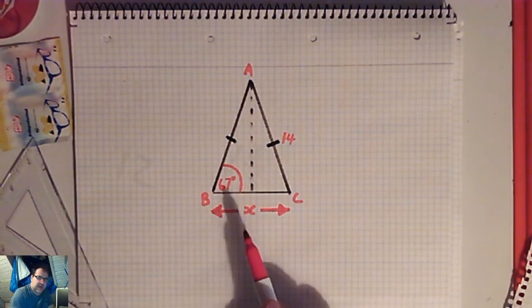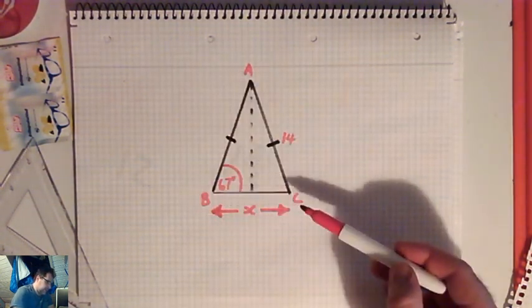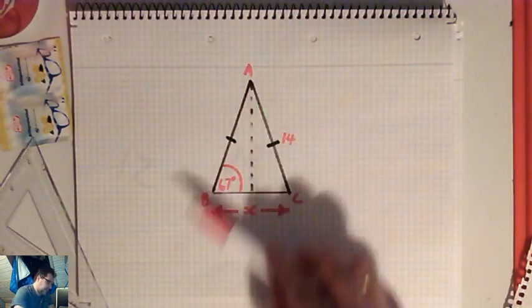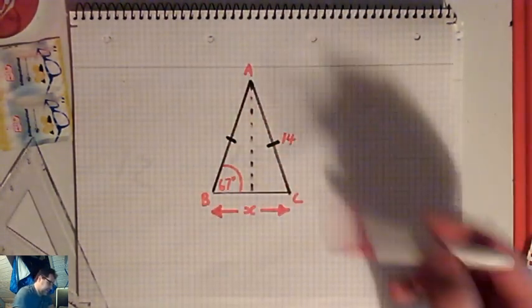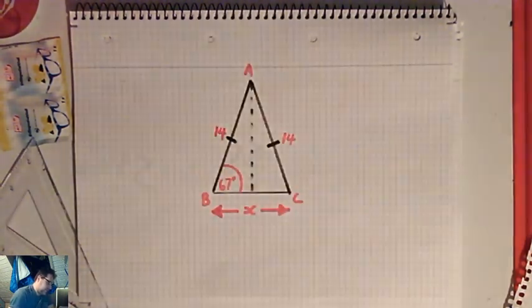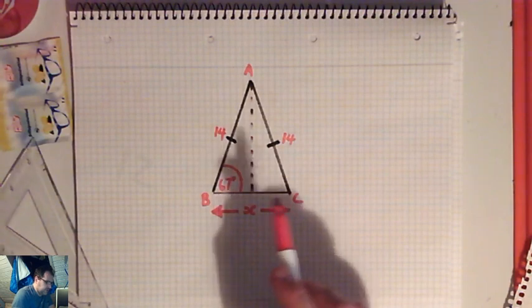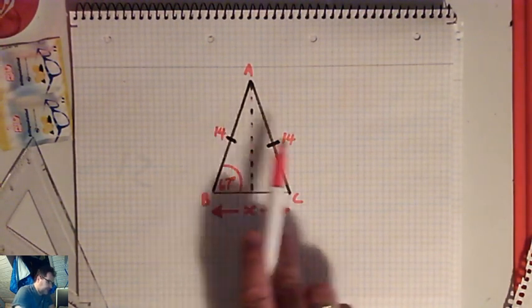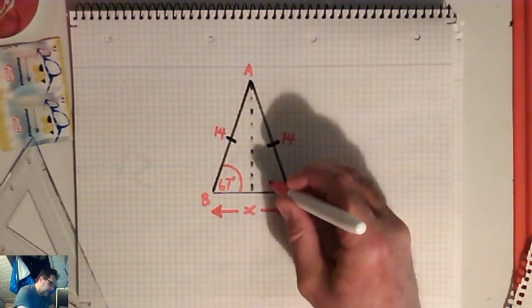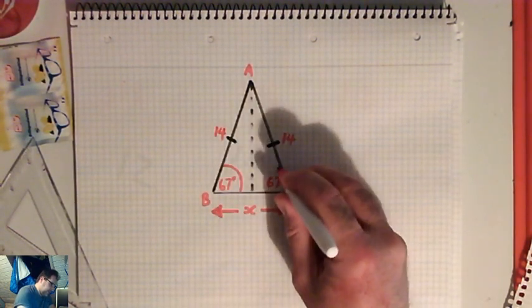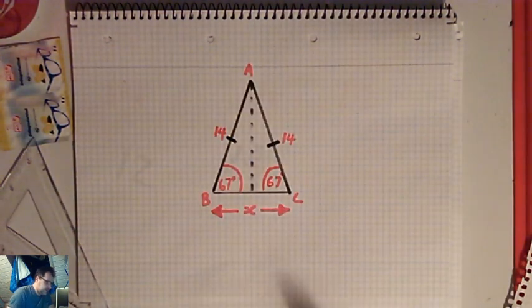Then the first one, ABC is an isosceles triangle with AB equal to AC. So that's 14, that's also 14. So isosceles triangles, just to remind you, are the ones with 2 equal sides, 14 and 14, and then 2 equal angles. So if that's 67, then this is 67 along the bottom as well.